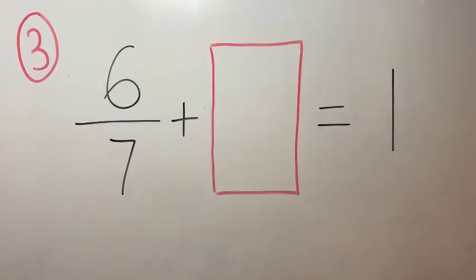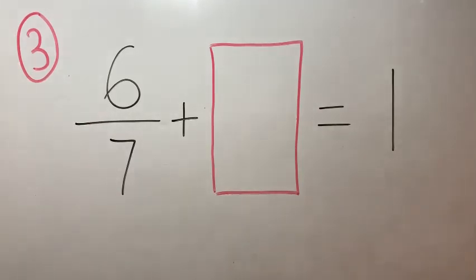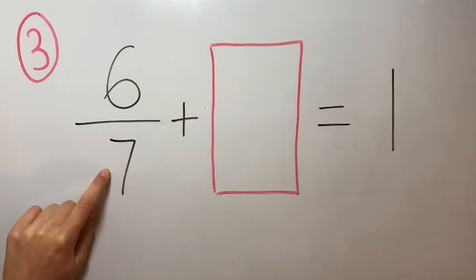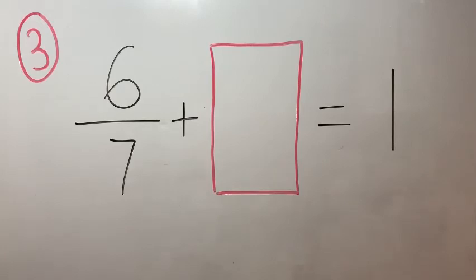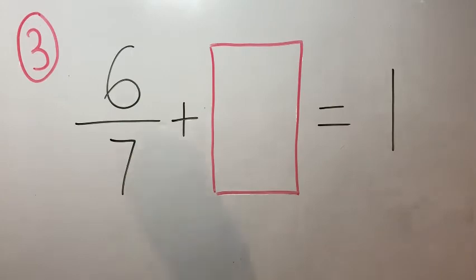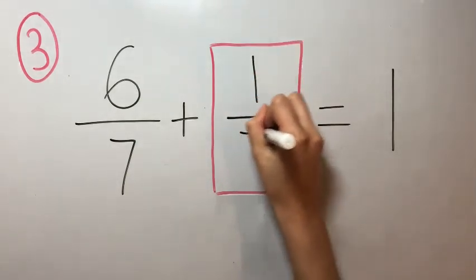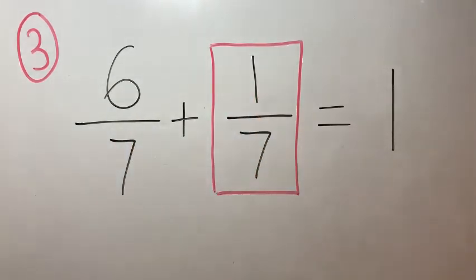Question 3. 6/7 plus a fraction equals 1. Now to get 1, we know that both the top and the bottom number need to be the same number. So the bottom number is 7, the top number also needs to be 7 for it to equal 1. Now to get from 6 to 7 we need to add 1. Six sevenths plus 1/7 equals 1.